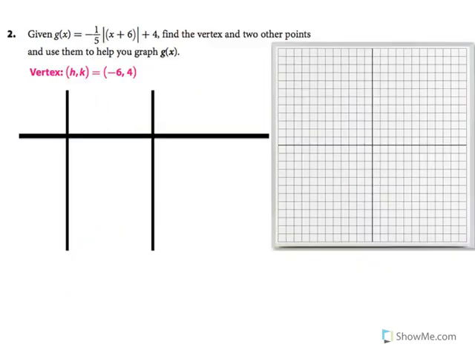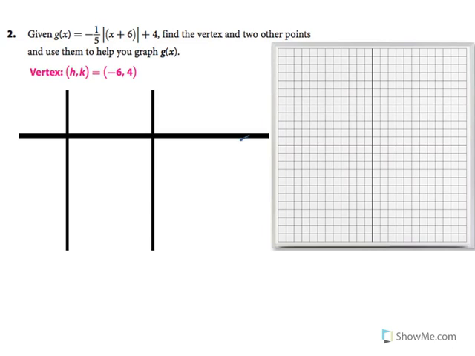Let's go on to the next one. So here, example 2, the equation is g of x equal to negative 1/5 absolute value of x plus 6, close absolute value, plus 4. Find the vertex and two other points and use them to graph. So we're given that the vertex is negative 6 and 4.